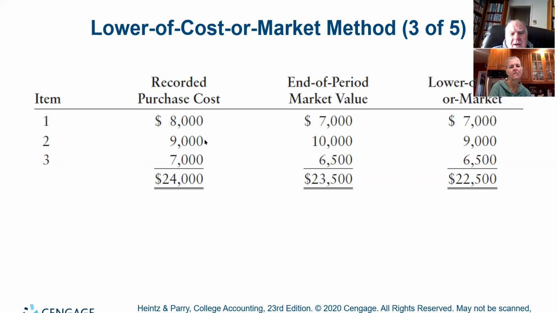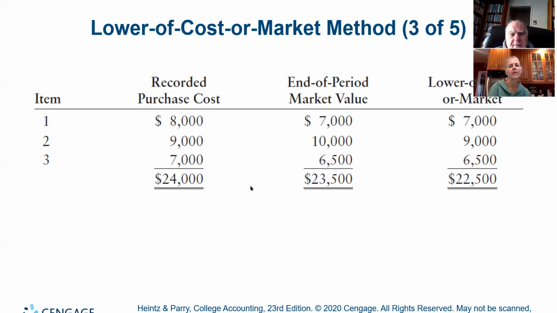Here we bought something for 9, but the market is still giving us 10,000 for them. 9. We go with the lower number. Same thing here. So our correct inventory value is $22,500, not the 23,500 under market, nor the 24,000 under the purchase price.